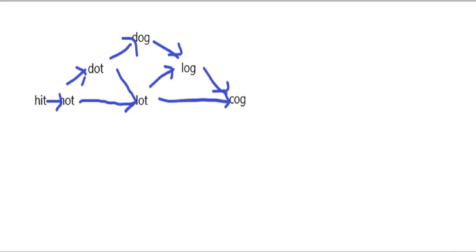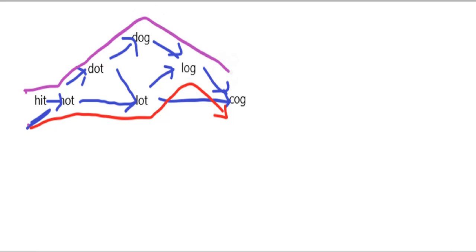Before getting into the algorithm, let's see what possible transformations can happen from the word list. For example, our begin word is hit. Hit can be transformed to hot, lot, log and cog. This can be one path. The other path can be hit, hot, dot, dog, log and then cog. So there are different ways to reach the end word.